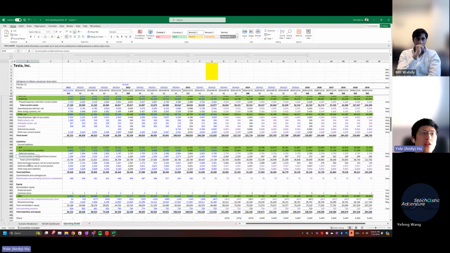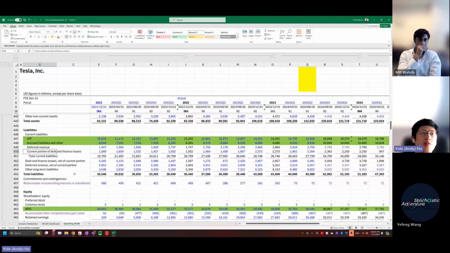They do it like this, which is super annoying. They have current portion of debt and finance leases, and then net of current portions. So either I can just take these numbers and treat them like this, which is kind of my question: when you're doing the long-term debt schedule, are you including the current debt as well? I think in our old model we didn't include that. We just did the long-term debt.